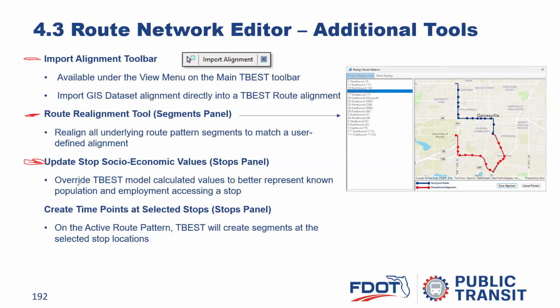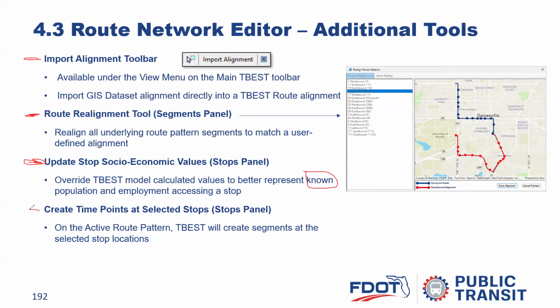And we had talked about this to override the model-calculated values to better represent known population and employment accessing a stop. And that known could also be expected, right? So we mentioned the Amazon facility, that it's not there right now, but it will be in 2 years, and our forecast year is 2 years out. So we want to make sure that we're representing that, so we can override those default stop-level population and employment values to better represent what will be there on the ground.